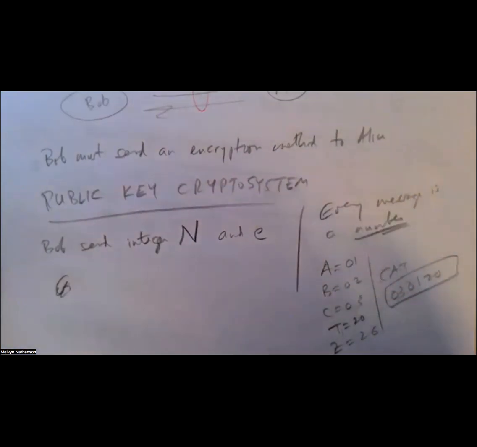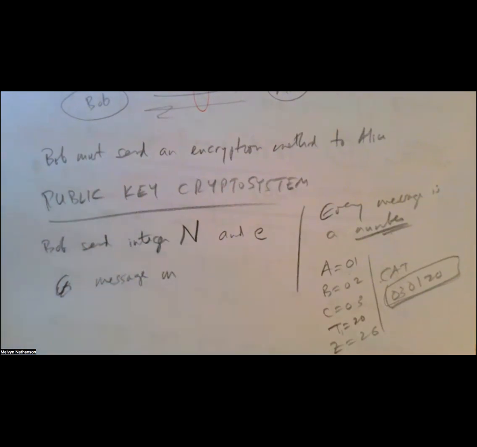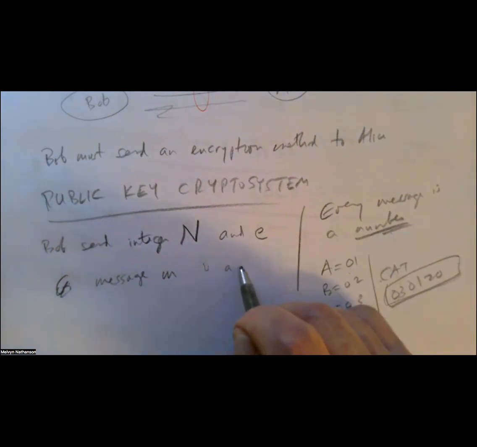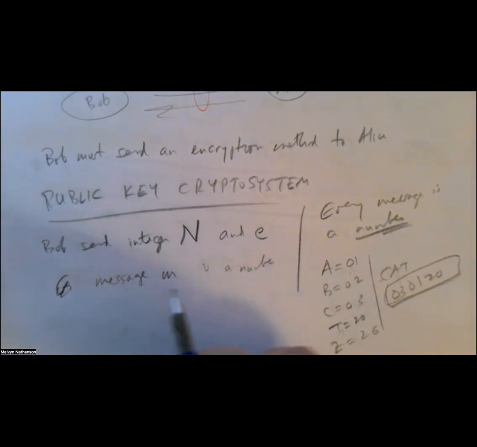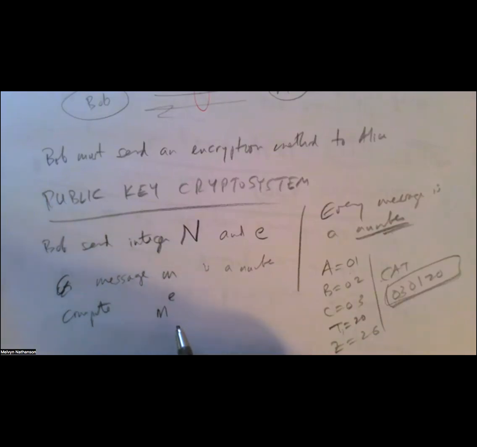So you just take your message in words and you write it as a number. And anyone can say, okay, 03, 01, 20, cat. So you're only sending numbers. You're not sending words. I mean, there's no reason to. So your message M that Alice wants to send is a number. And we compute M to the power E mod N.